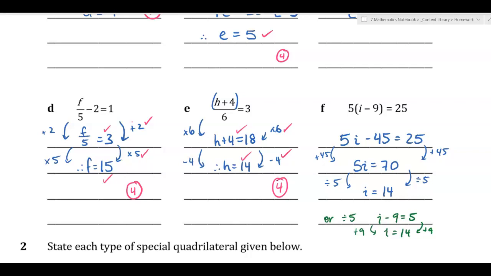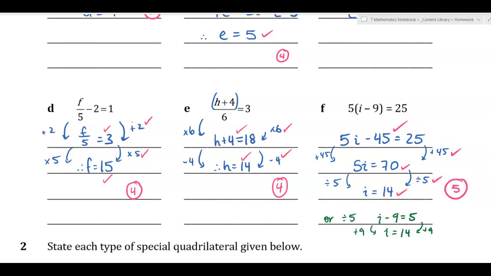Yep. 2-step equation, 4 points. 1 for each step and 1 for showing each step. Okay, F, you have 2 options. Most of you probably did the blue option, which is where you expand first, then you add 45 to both sides, and you divide by 5.